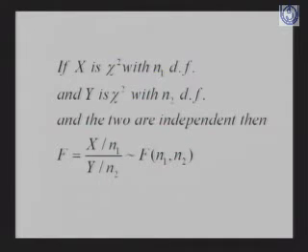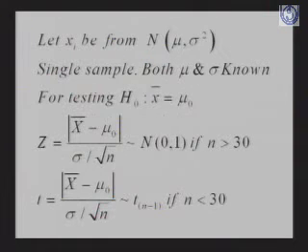Let me now take two chi-square variables, x distributed as chi-square with n1 degrees of freedom, and y distributed as chi-square with n2 degrees of freedom, and the two are independent. This is another property which I require. If that is so, then F, which I define as x upon n1 divided by y upon n2, is distributed as an F distribution with n1 and n2 degrees of freedom. There are situations where these test procedures will be useful for us, and we will shortly see them.